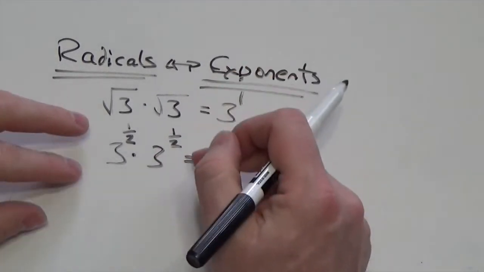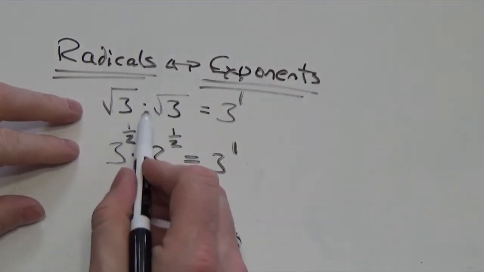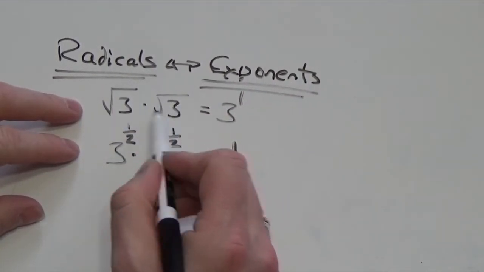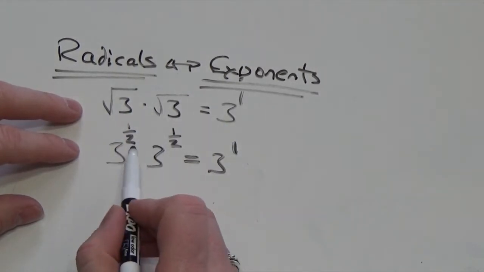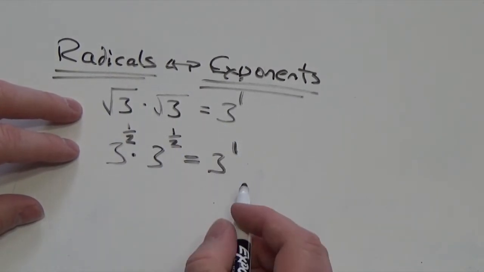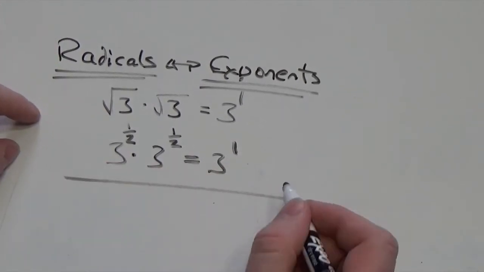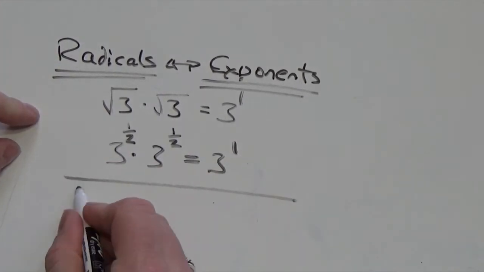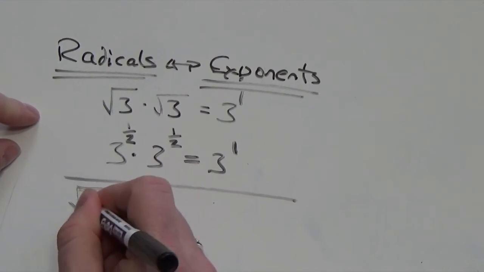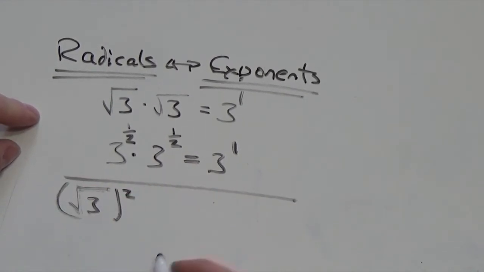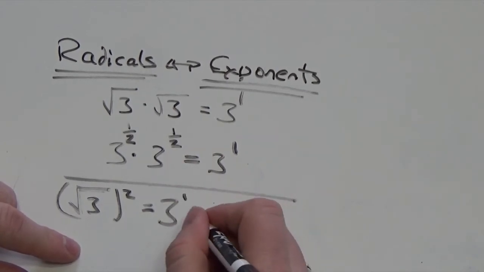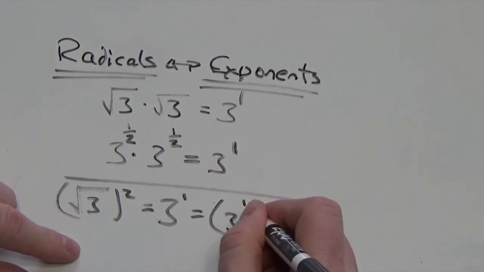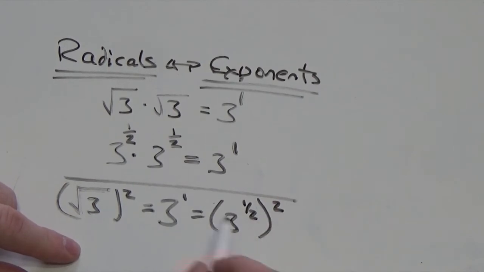So now let's just take a quick look at what's going on here. I've got this thing multiplied by itself equals 3 to the 1. I've got this factor here multiplied by itself is equal to 3 to the 1. So what I've basically just said here is that when I take the square root of 3 and square it, I'm getting 3 to the power of 1. If I take 3 to the 1/2 and square it, multiply it by itself, I get 3 to the power of 1.